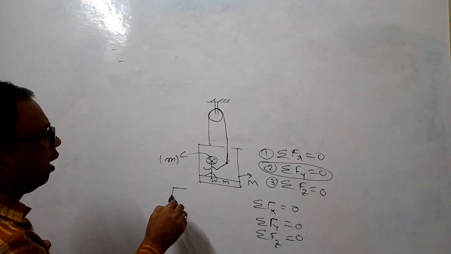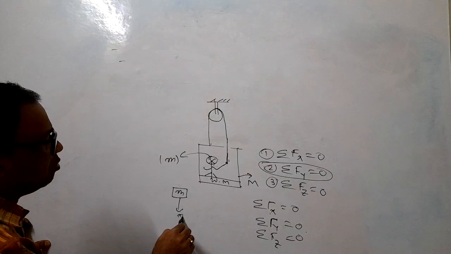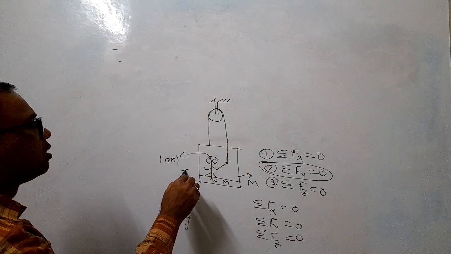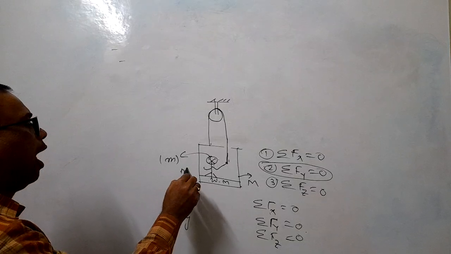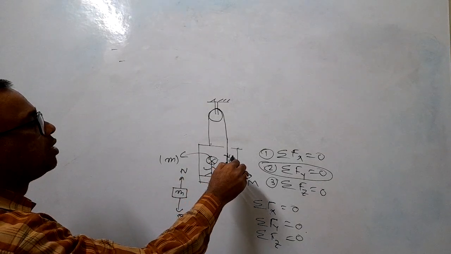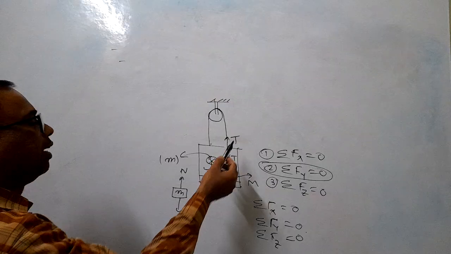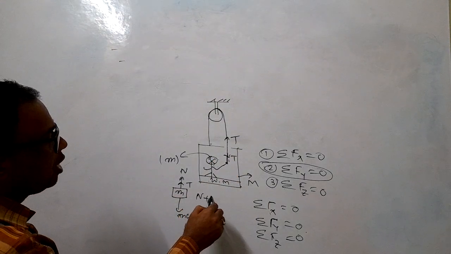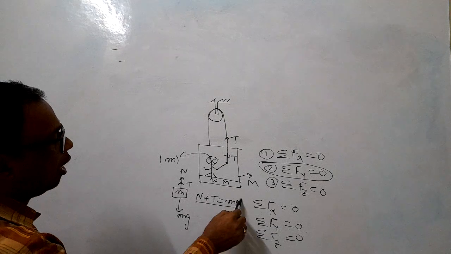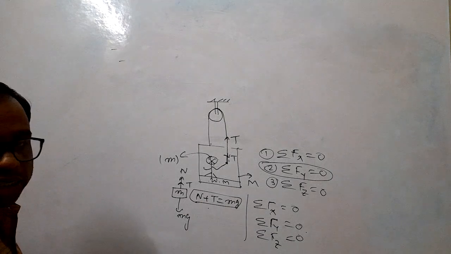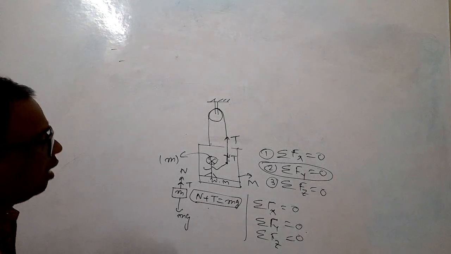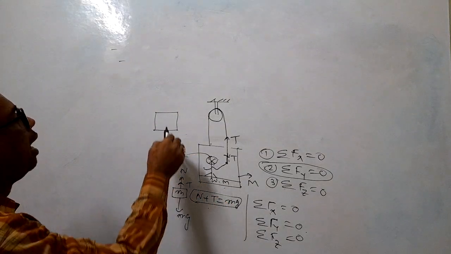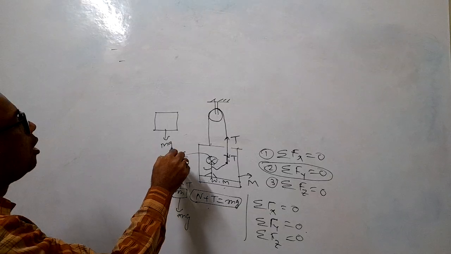Draw the free body of the man. The man's free body has mg. The weighing machine exerts a normal reaction N on the man, and the man exerts a force that produces tension, so there must be another reaction force, tension, on the man. So N plus T equals mg is the free body of the man. And now the weighing machine's concept: weighing machine mg, that is here mg.